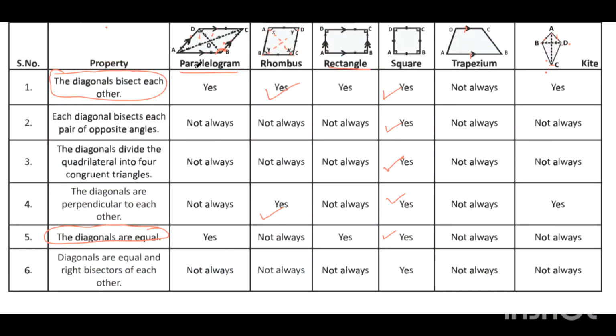Now see what I am saying. This is a parallelogram, and in a parallelogram there are 4 sides. Opposite sides are parallel, but which property applies? Only that the diagonals bisect each other. And the diagonals are equal. Now see, these are the 4 triangles, and they are congruent.